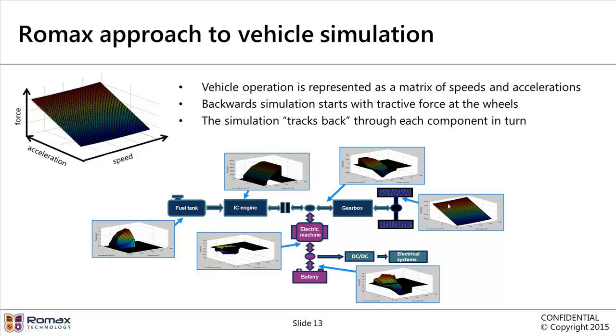So we start with the tractive force here at the wheels, and then track back through each component in turn, calculating component speeds and torques and powers with simple matrix calculations. And then when we get back to the engine, from the speed and torque matrix of the power coming out of the engine and a fuel flow rate map, which is an input to the simulation, we can calculate the total volume of fuel consumed.